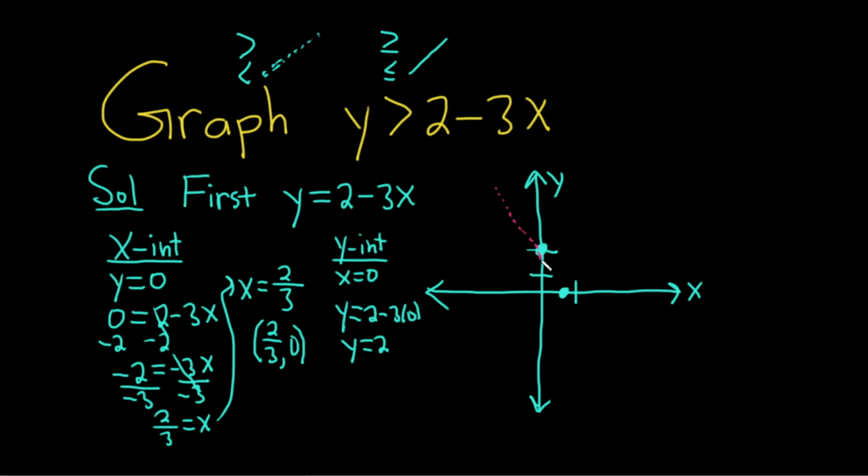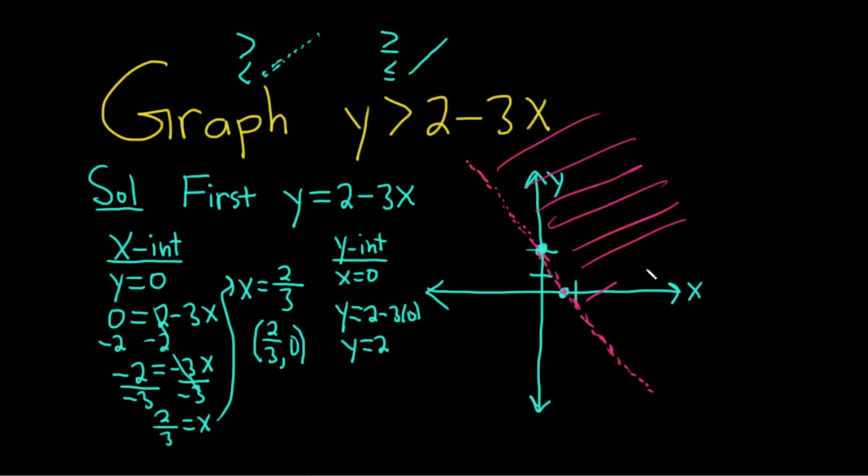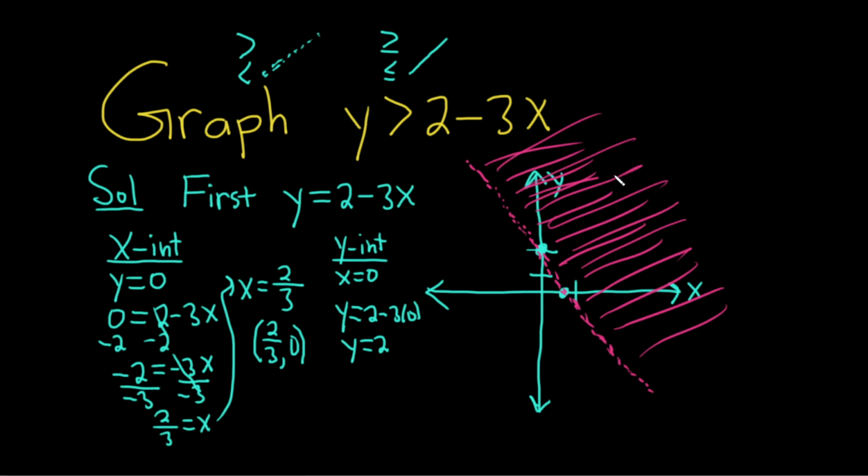So I'm going to use a pinkish magenta. I don't know what color this is. I made it up. It's a made up color. Dotted line. Now we have to decide where to shade. In this case, because it's solved for y, the easiest way to do it is to think about it like this. This is the line y equals 2 minus 3x. Y is greater than this line, so we're going to shade above. And that's pretty much it. If it was less than, you would shade below. That's the easiest way to do it.